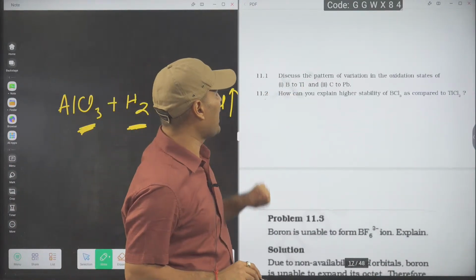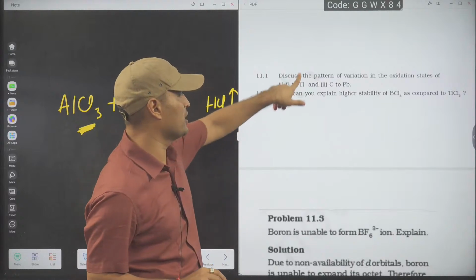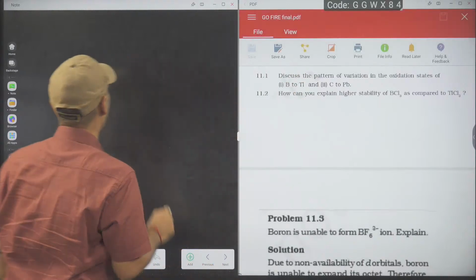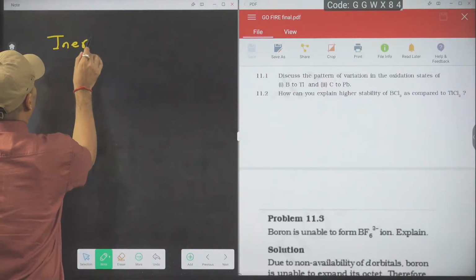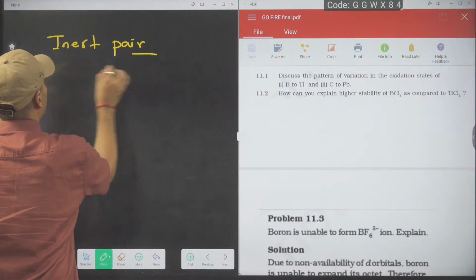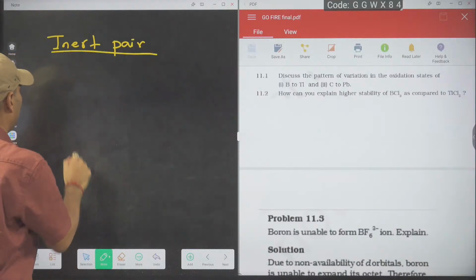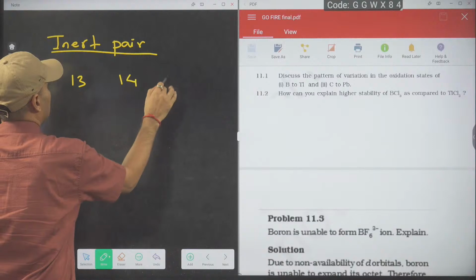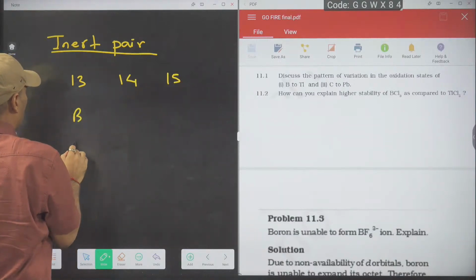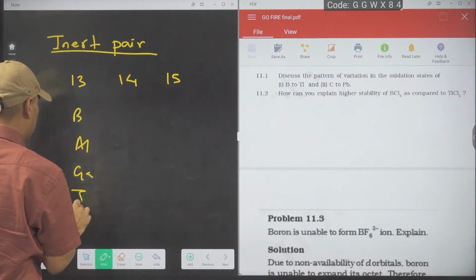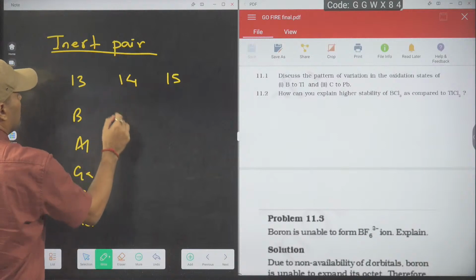Now see the next part. These two questions are based on the inert pair effect. Do you know something about the inert pair effect? Yes sir, I know. Boron, aluminium, gallium, indium, thallium.